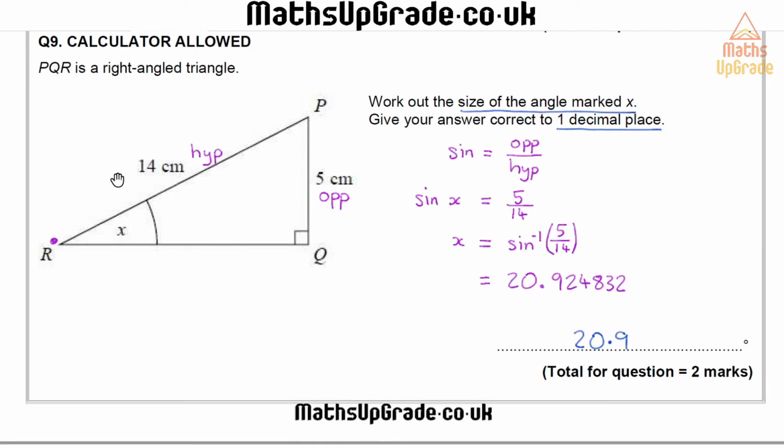Now I'm given the value of the hypotenuse and I'm given the value of the opposite. So hypotenuse and opposite are related using the sin ratio. Sin equals opposite divided by hypotenuse. Substituting the values for opposite and hypotenuse, I'll get sin of the angle X equals 5 over 14. Since this is the sin of the angle, I need to do the inverse of sin, which is shift and sin on my calculator. Shift sin, 5 over 14. Remember to close the brackets as well, and that gives me 20.9248. Rounding to 1 decimal place gives me 20.9 degrees, and that is 2 marks.